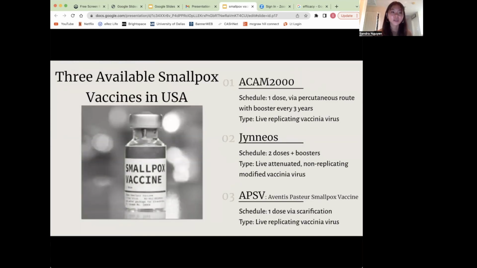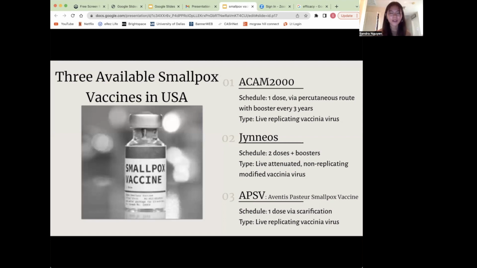So here are the 3 available smallpox vaccines in the USA that are stored in the SNS, or the Strategic National Stockpile. So this includes ACAM 2000, Imvamune, and APSV, or Aventis Pasteur smallpox vaccine. All of these use vaccinia virus, and while these are not given to the general public anymore, they're available for medical professionals or lab workers who can become in contact with a virus or a similar virus, and the vaccines are primarily kept for a potential outbreak and fear of bioterrorism.